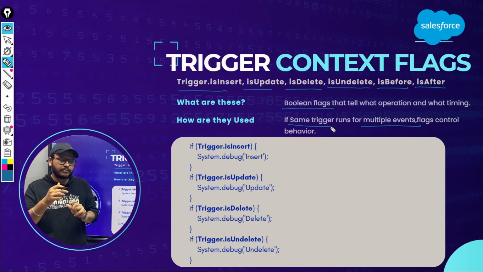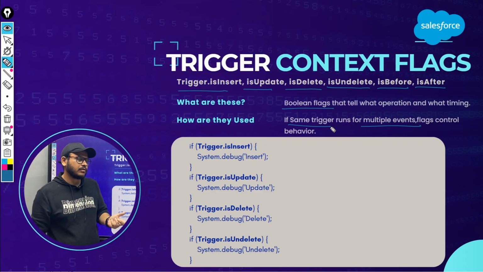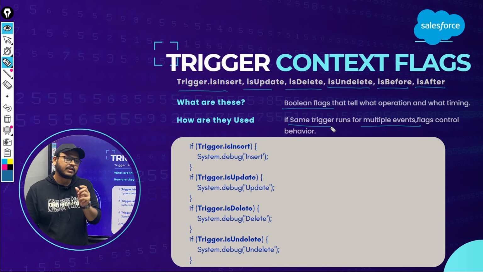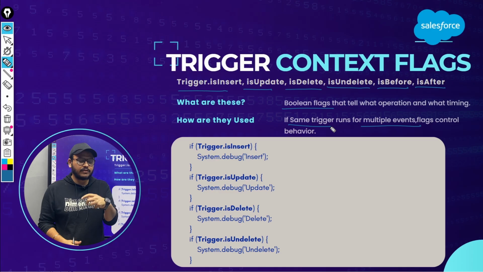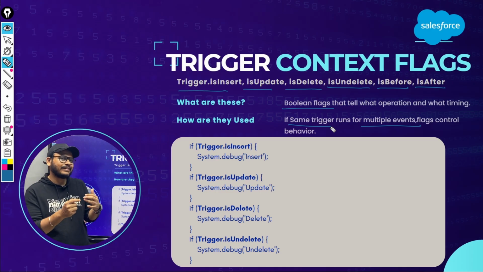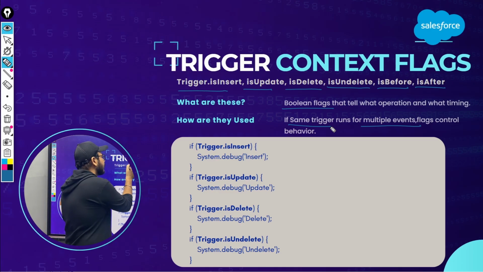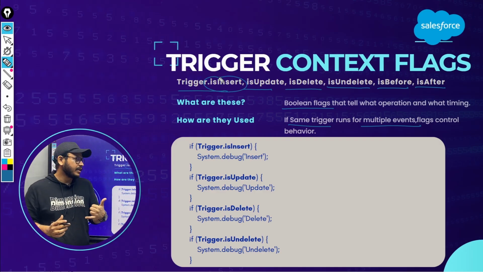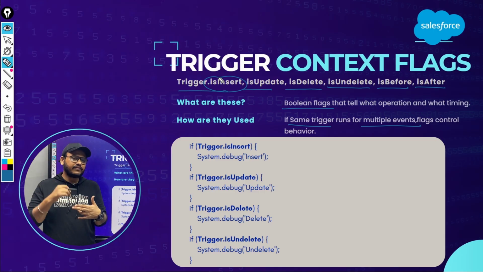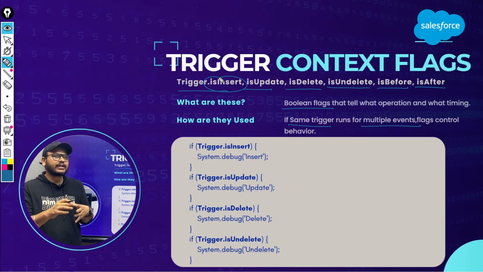So it becomes true when the trigger has been executed for that particular trigger event, right? If the trigger was initiated by an insert operation, then Trigger.isInsert will become true. So we can use these Boolean variable values to determine which event initiated the trigger, and using that we can control our logic.